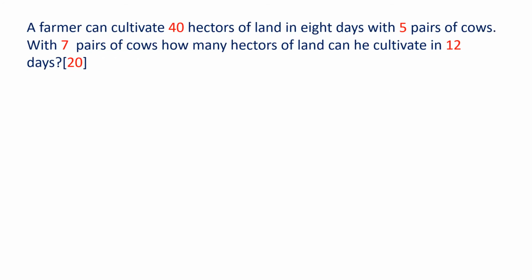Okay, now these are such types of problems. Actually, many mathematicians call them chain rule problems, because it actually works like a chain, right? A farmer can cultivate 40 hectares of land in 8 days with 5 pairs of cows. With 7 pairs of cows, how many hectares of land can he cultivate in 12 days? This is math number 20.